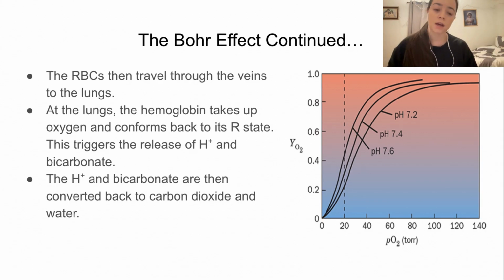So the carbon dioxide and the water interacting with each other to make a proton and a bicarbonate with the help of carbonic anhydrase is actually what changes the pH of the blood slightly. It doesn't change the pH of the blood too much, but it still does change. So in the tissue, the pH is 7.2, in the lungs, it's 7.4, and in the blood, it is 7.6.